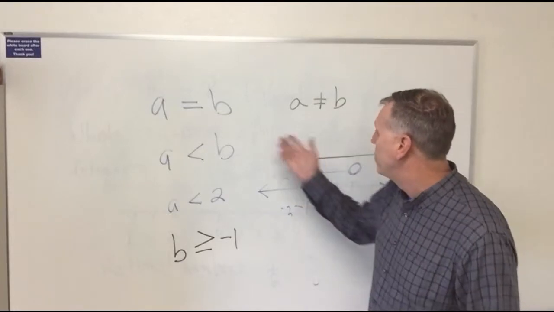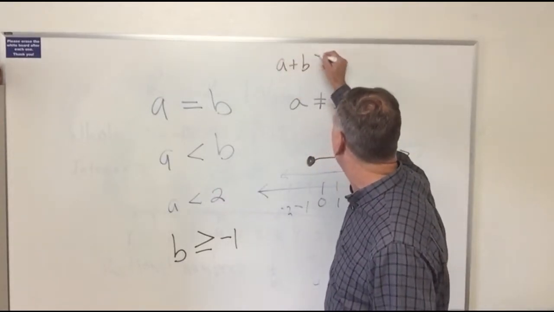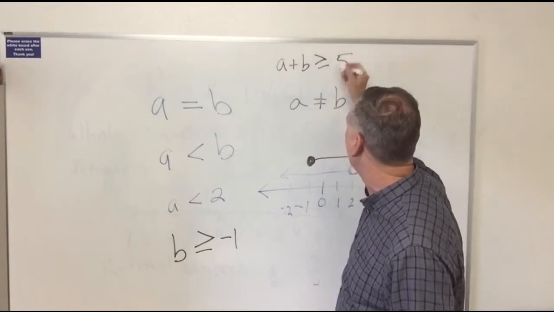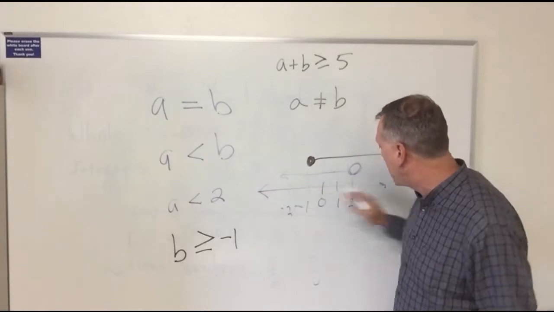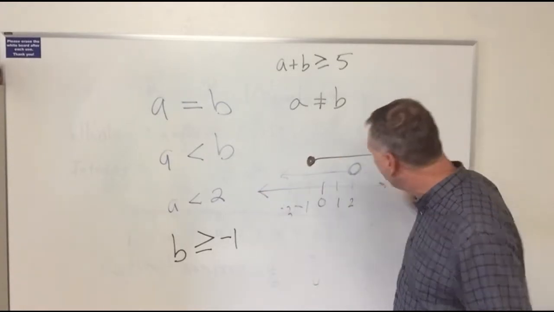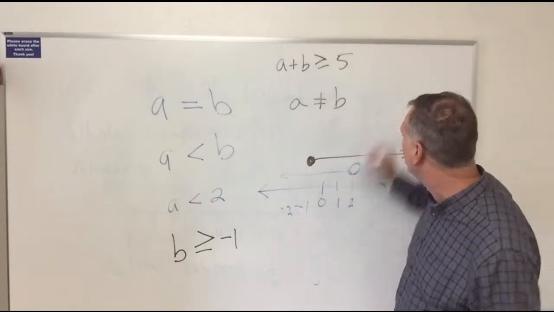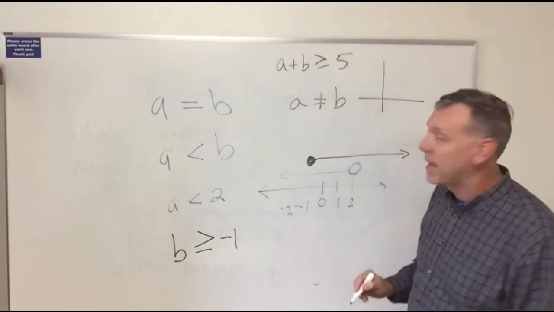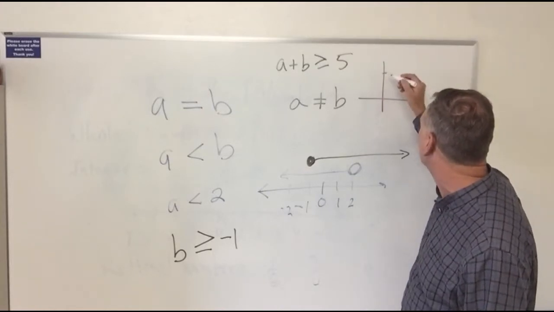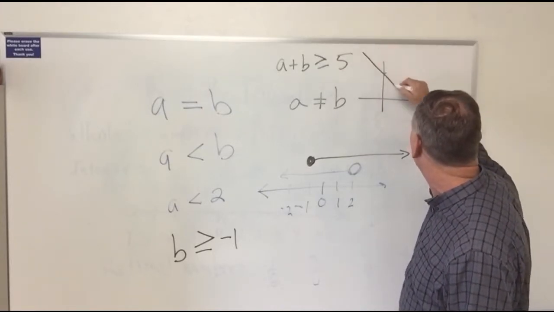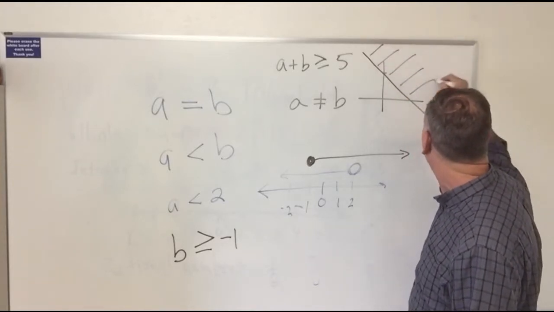We will even have them in more than one dimension. We could have something like A plus B is greater than or equal to 5. And now, instead of a one-dimensional line, we would have two dimensions on a grid, something like this. It would be a line along this line, and then it would be shaded like this.